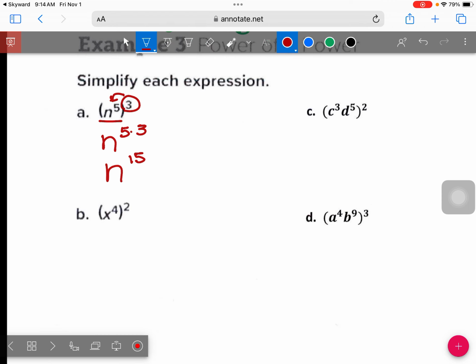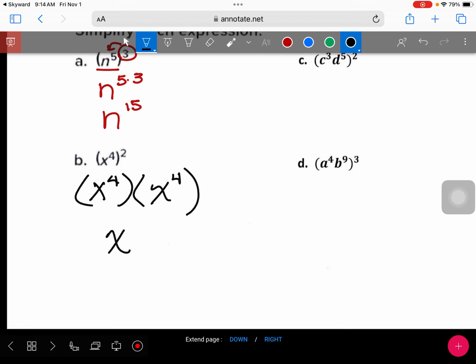Let's take a look at letter B. X to the 4th power, that raised to the 2nd power. Here's what it means, x to the 4th as a factor 2 times. But instead of writing that out every time, we're going to say x to the 4th power times 2, which is x to the 8th power. Okay?